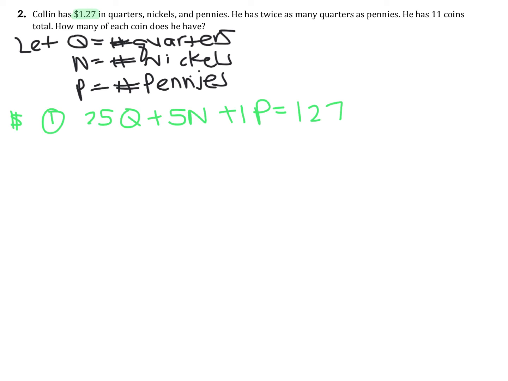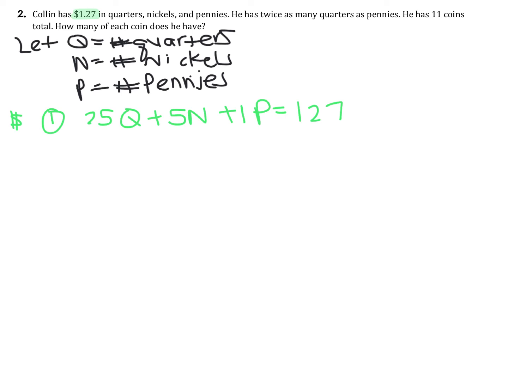$1.27, but since I don't really want to work with decimals, I'm just going to multiply everything by 100. So I'm going to have 25Q instead of 0.25Q. I'm going to have 5N instead of 0.05N. I'm going to have 1P instead of 0.01P. And instead of having $1.27, I'm going to have 127. So I just multiplied everything by 100 right off the bat.